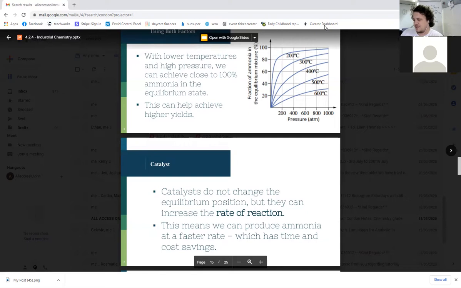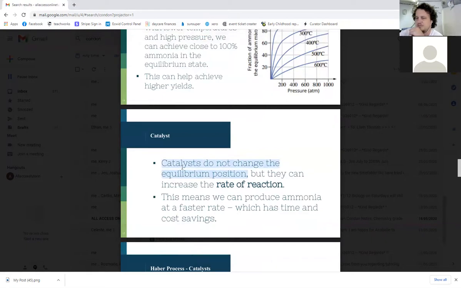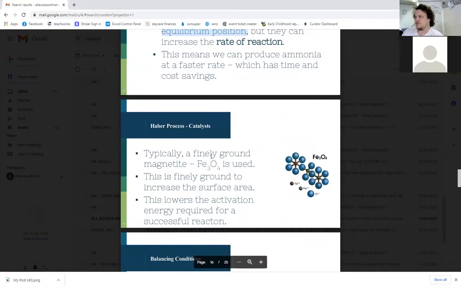So by dropping the temperature, we are decreasing the rate of reaction. By then adding a catalyst, we're speeding that reaction back up. Important thing to note, catalysts do not change the equilibrium position, but they increase the rate of reaction. So this means it's produced faster. In the Haber process, we use magnetite, which is an iron oxide. Catalysts lower the energy required for the reaction to occur, so the reaction will occur faster.